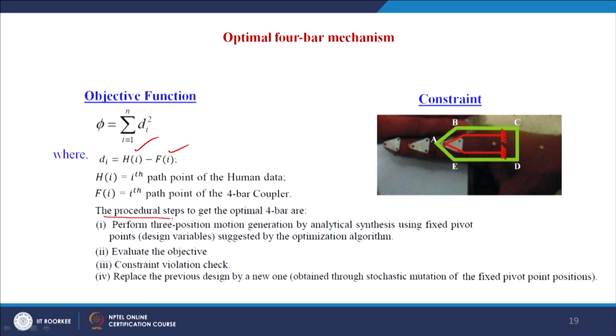And the procedural steps to get the optimal 4 bar are: perform the 3 position motion generation by analytical synthesis using fixed pivot points, that is the design variables suggested by the optimization algorithm. We have used the genetic algorithm optimization technique from the MATLAB toolbox. Then evaluate the objective function, then check whether the constraint is not violated, and then replace the previous design by a new one. That is how it continues and goes for the convergence.